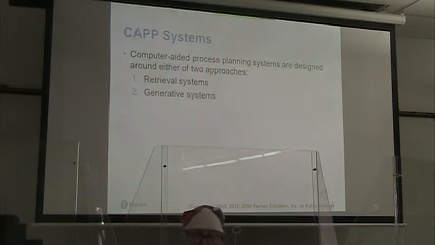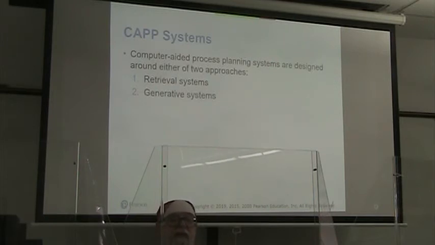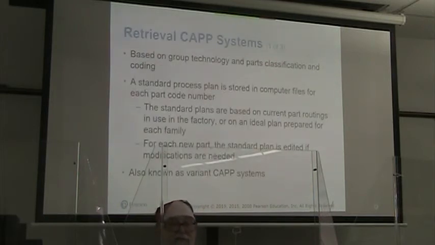So our computer-aided process planning systems use one of two approaches. One is a retrieval system, and the other is a generative system. A retrieval type of computer-aided process planning system.